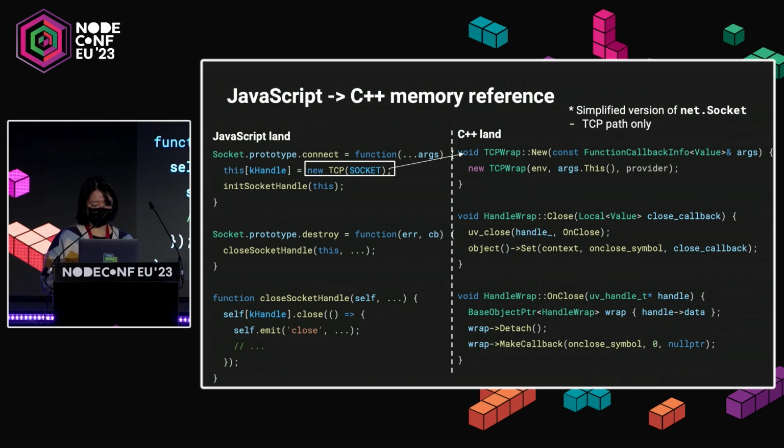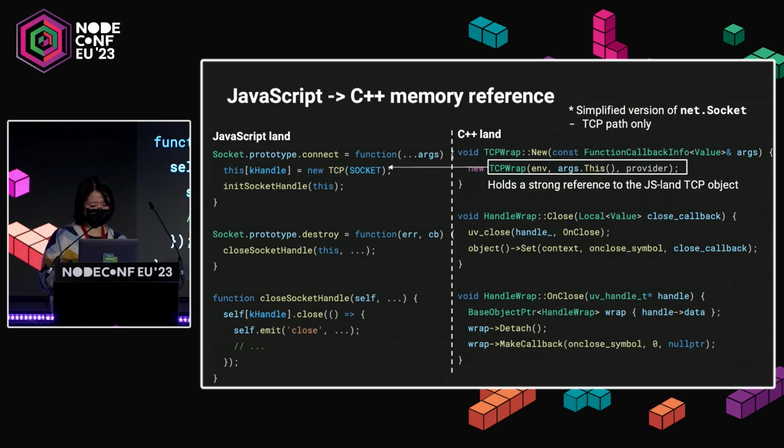So when the socket starts a TCP connection via the connect method, the TCP new binding is invoked to create a C++ TCP wrap object. It wraps around this JavaScript object being constructed by V8. And then V8 returns this object to JavaScript land. And in the JavaScript land, the socket puts it behind a symbol property called handle.